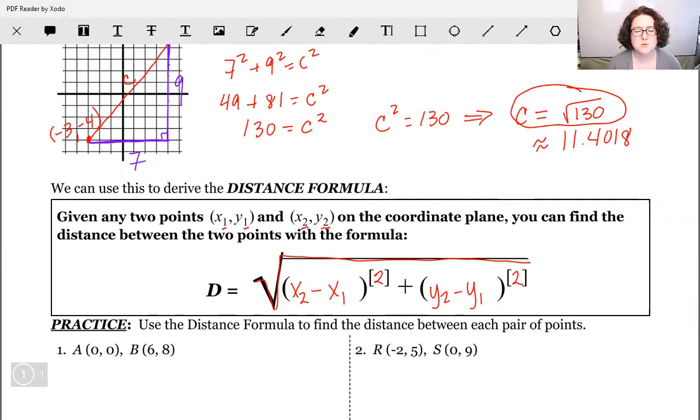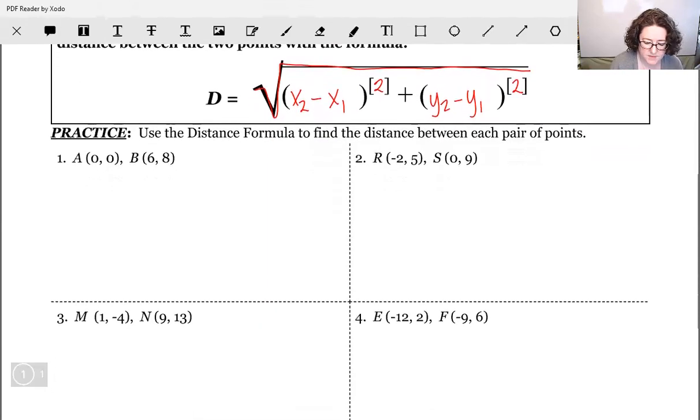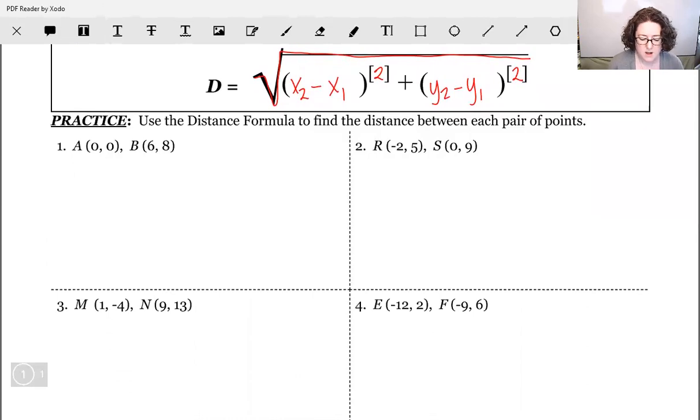Well, what if those numbers were a lot larger? If I had numbers like 25 or 102, outstandingly big numbers, I'm not going to want to graph those out just to be able to find the distance. And that's where this formula comes in handy. So let's attack these with the distance formula and see how it goes. First problem. I find it's a lot easier when I do these to label my points with an x1, y1 and x2, y2.